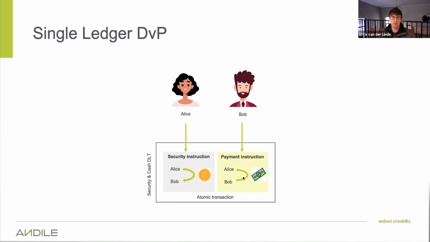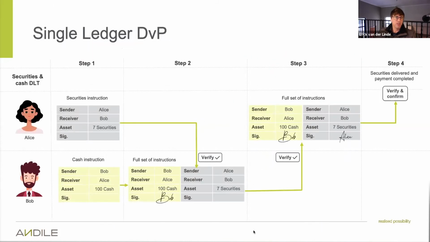So either both of these instructions will happen or neither of them will. If we look at the steps of how to actually achieve single ledger DvP, we can see here that we have 4 steps in this process, and then we have 3 parties that will partake in this process.